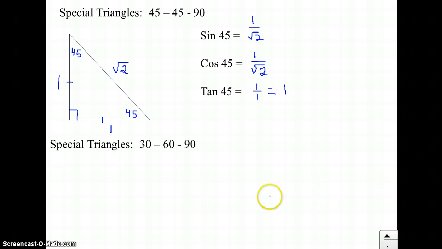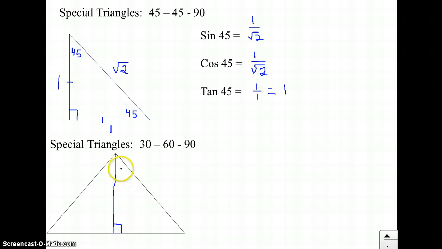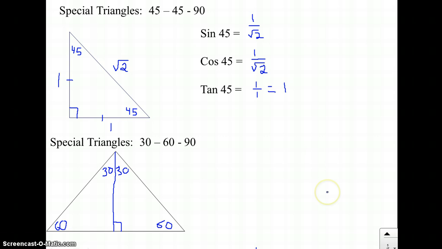If I look at the special triangle 30, 60, 90 degrees, and I label this one appropriately, let's watch what happens. I've got an equilateral triangle. If I come down here at exactly 90 degrees, make my right angle there, I've now cut this angle in half, and if it was equilateral, both these angles were 60. So if all the angles were 60 and I cut this exactly in half, these two angles become 30. And I've got a 30, 60, 90 degree triangle.